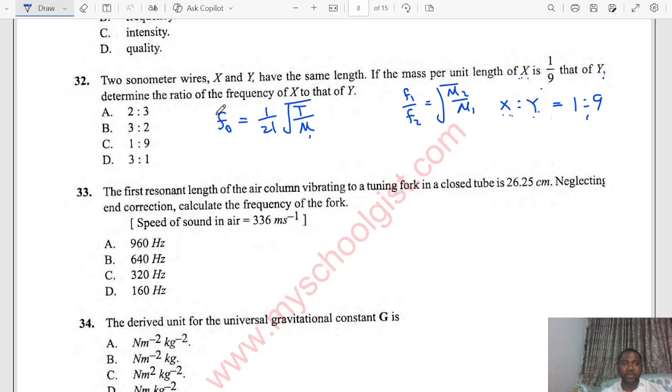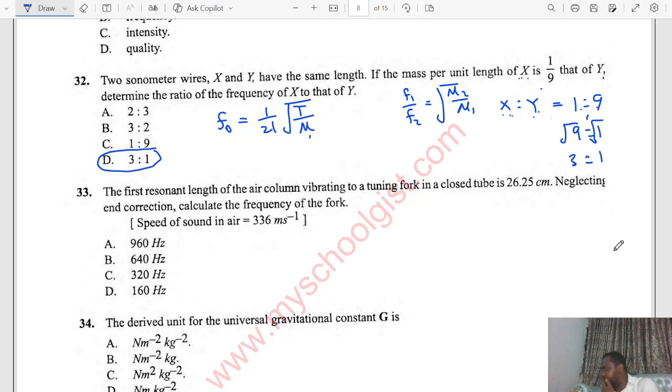Now, if I want to find the ratio of the frequency, because it's inversely proportional, it will no longer be 1:9. It's going to be 9:1. The relationship will invert, and there is also going to be a square root because of this square root here. So that is going to be 3:1. That's the answer, 3:1.